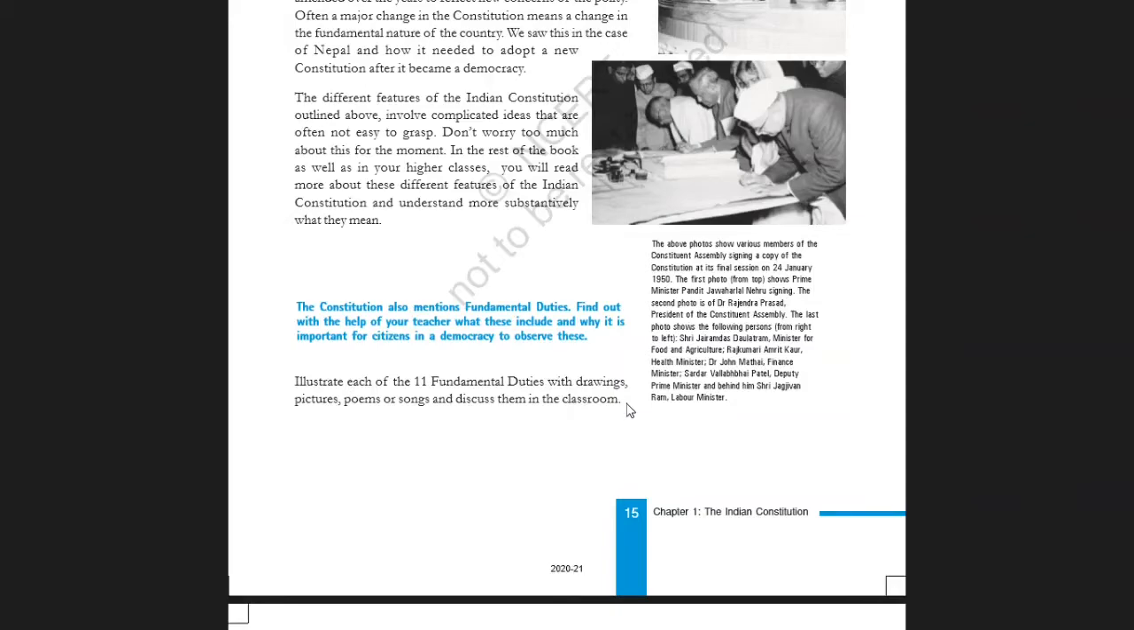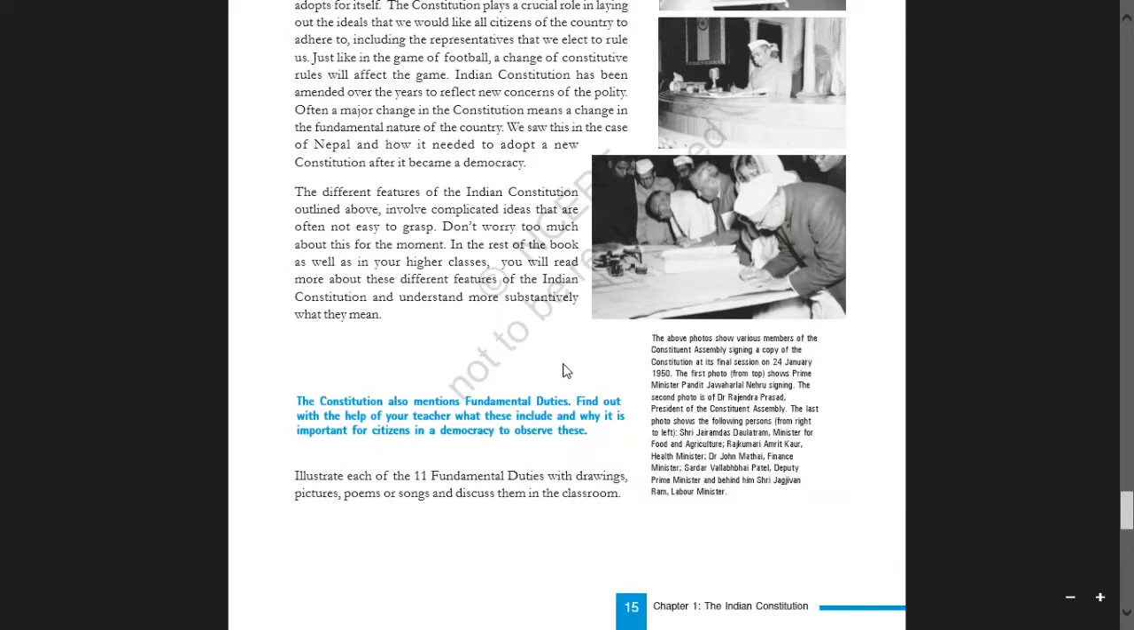And by the way, whatever fundamental rights I told you, the names of them, what are the 6 fundamental rights granted to us by the Indian Constitution, to know about all these fundamental rights, you have to do it.